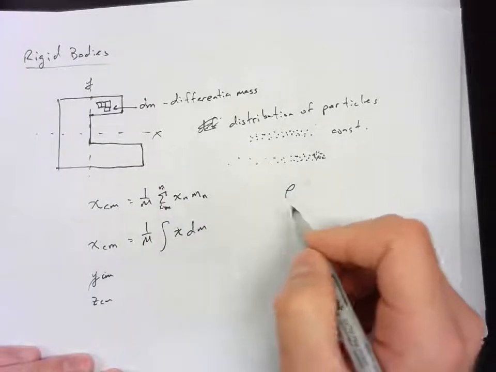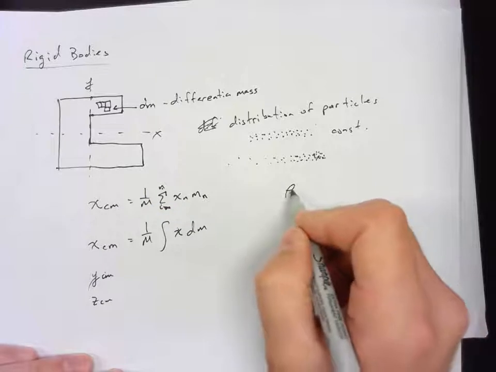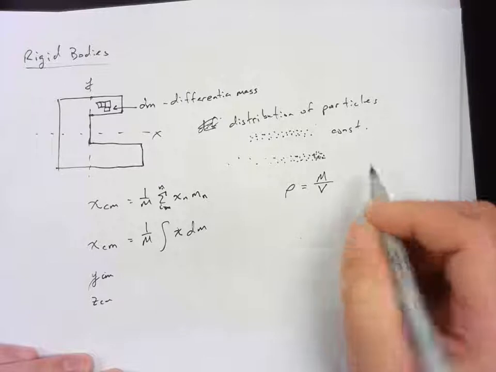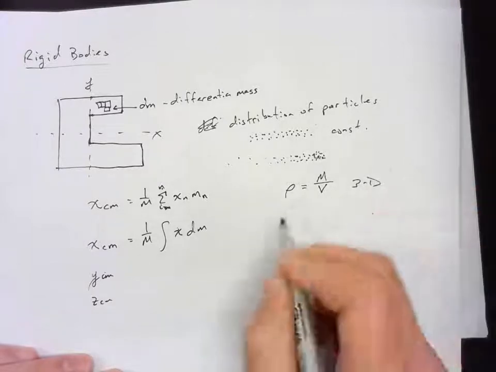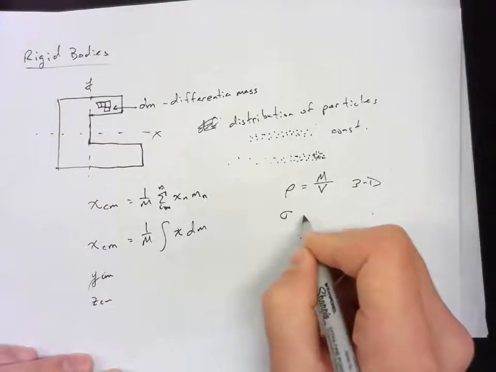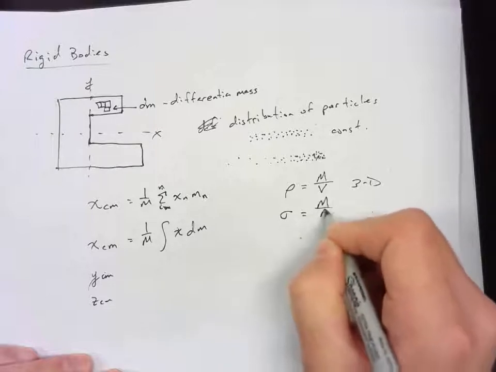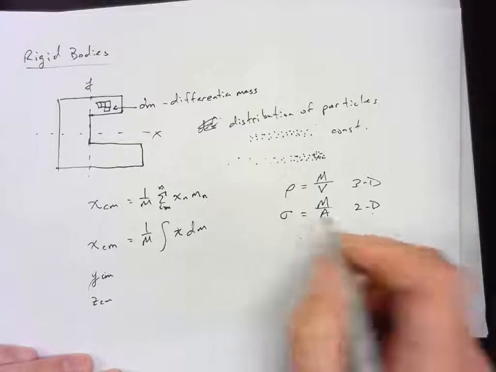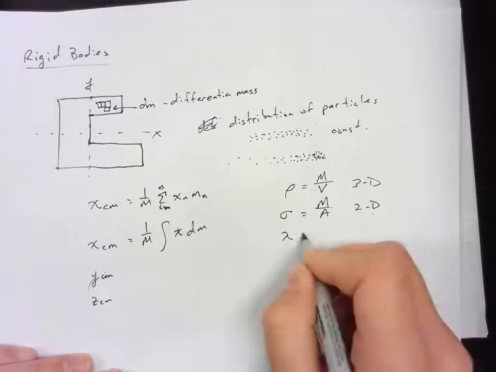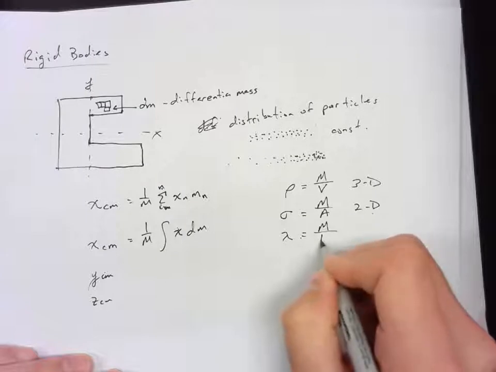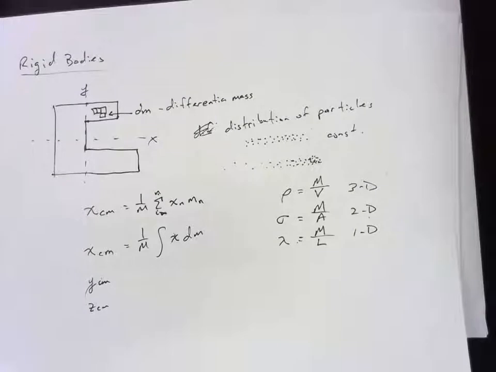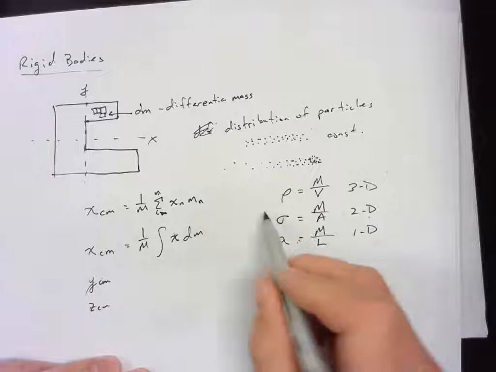We're going to use different variables for the number of dimensions. So rho is mass over volume, which is three-dimensional. Sigma is mass over area, which is two-dimensional density. And lambda is mass over a length, which is one-dimensional. Okay, so for this specific object, we're going to utilize this.